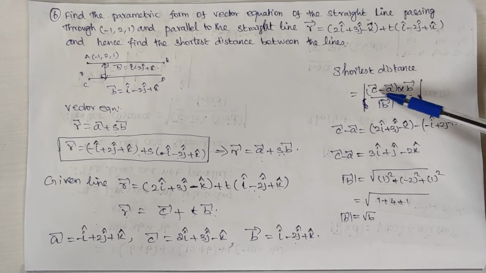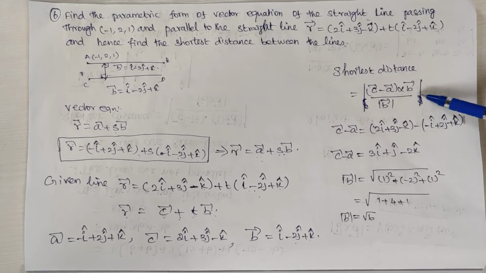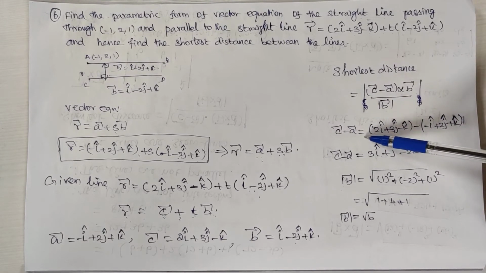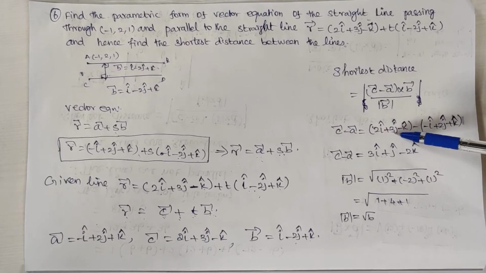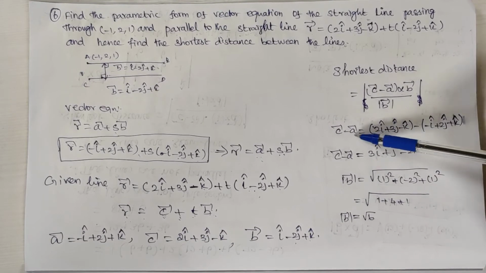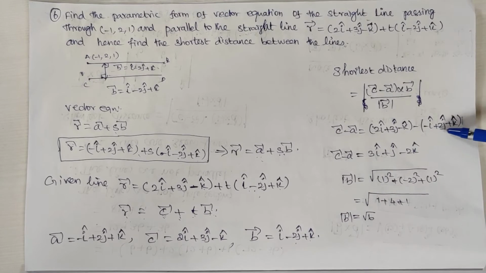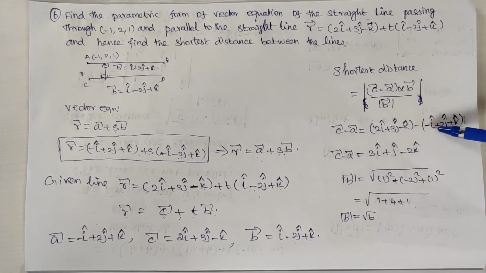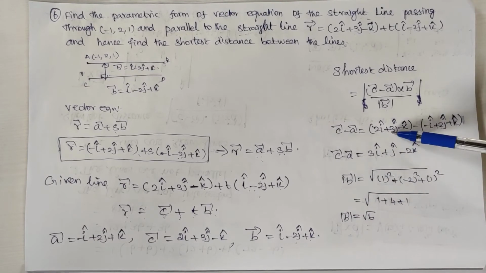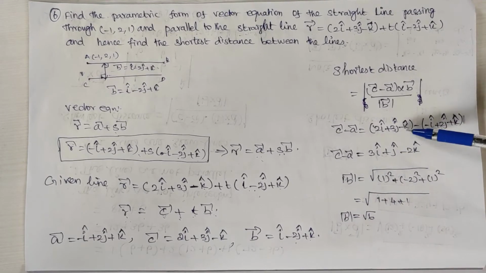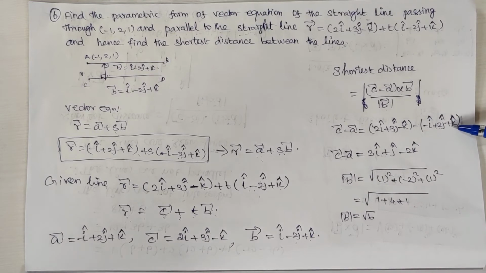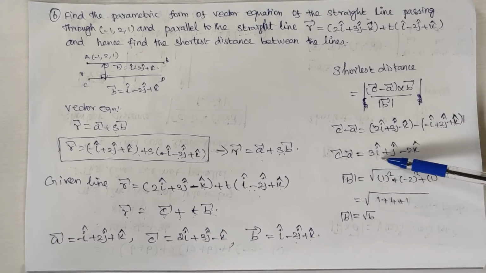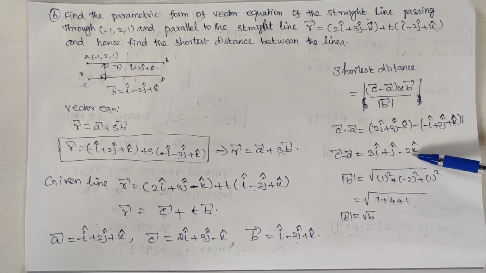modulus of c vector minus a vector cross b vector, the whole divided by modulus of b vector. So now c vector minus a vector, that is equal to what? 2i cap plus 3j cap minus k cap minus a vector value, minus i cap plus 2j cap plus k cap. We have to separate this. We'll get 2i minus and minus plus i, 3i; 3j minus 2j, that is j; minus k minus and plus, minus k, so minus 2k. So c vector minus a vector value is 3i cap plus j cap minus 2k cap.